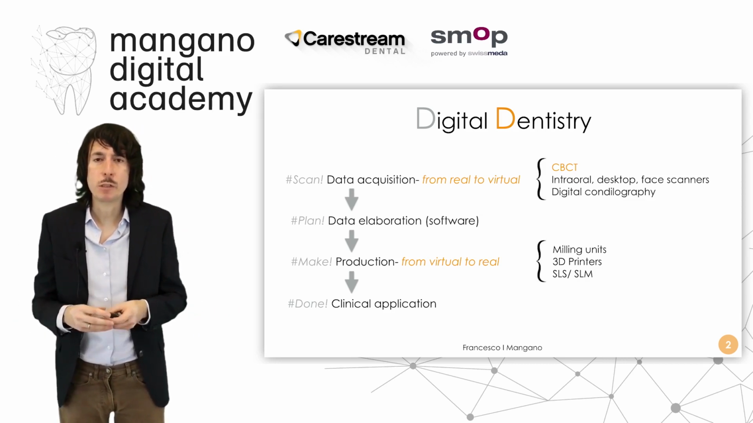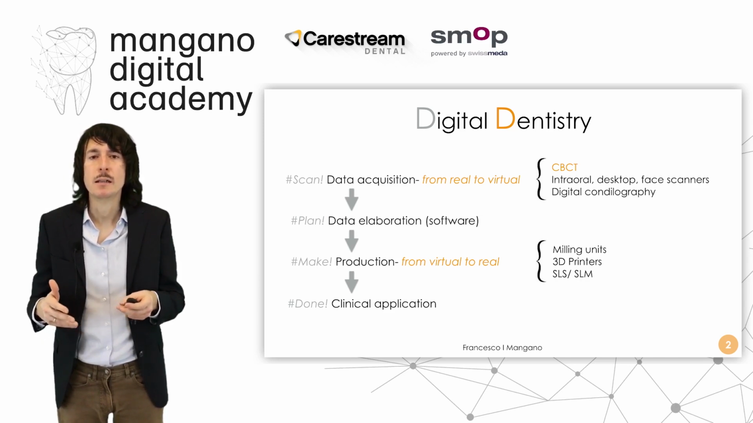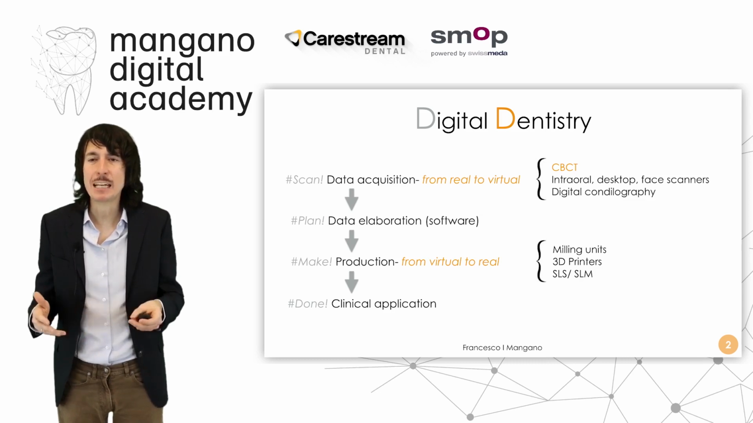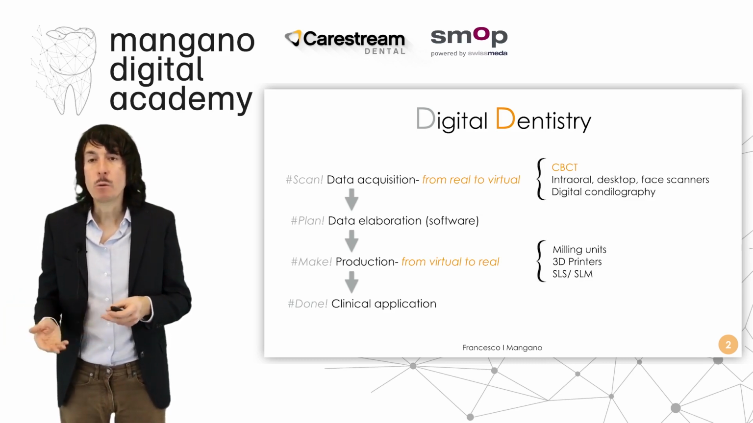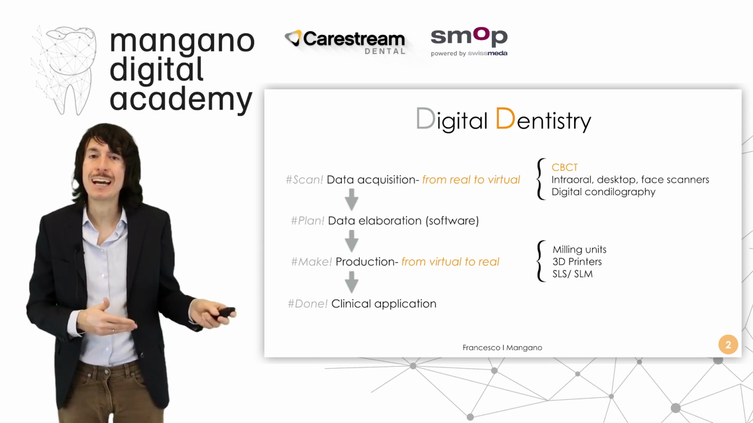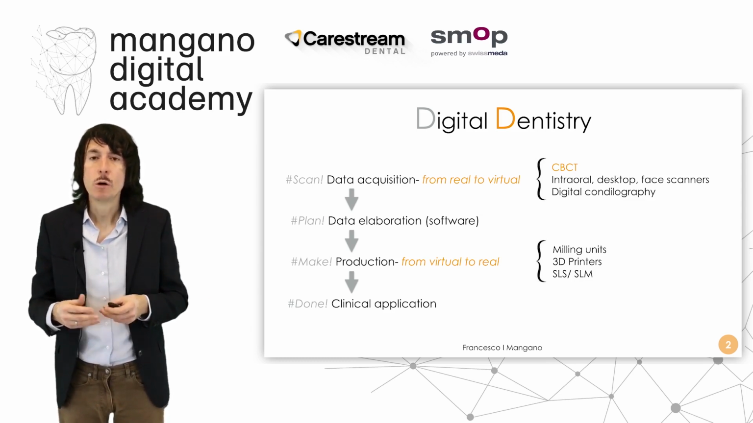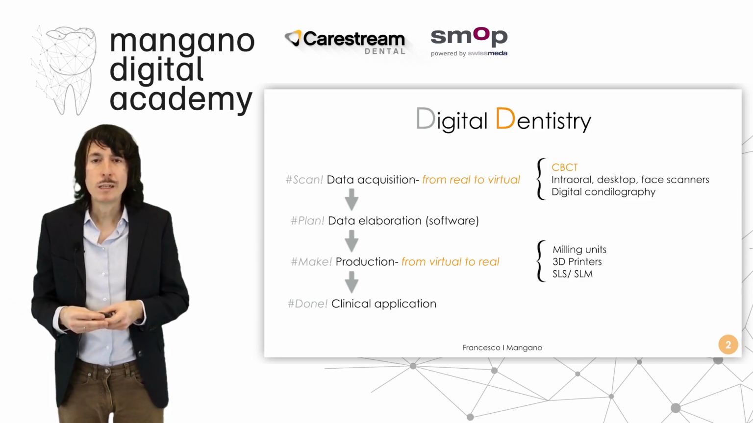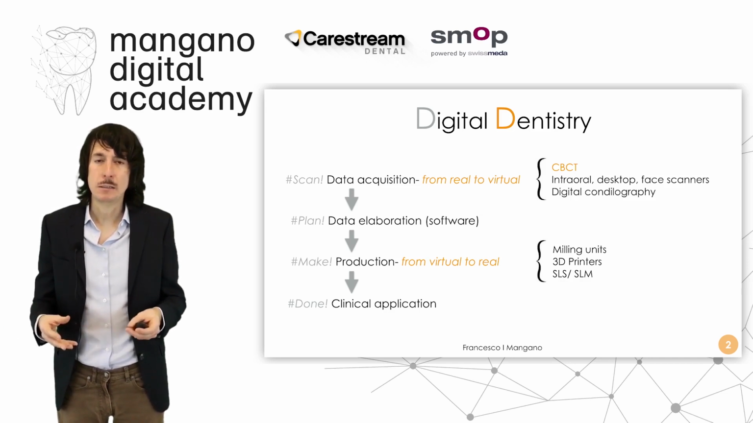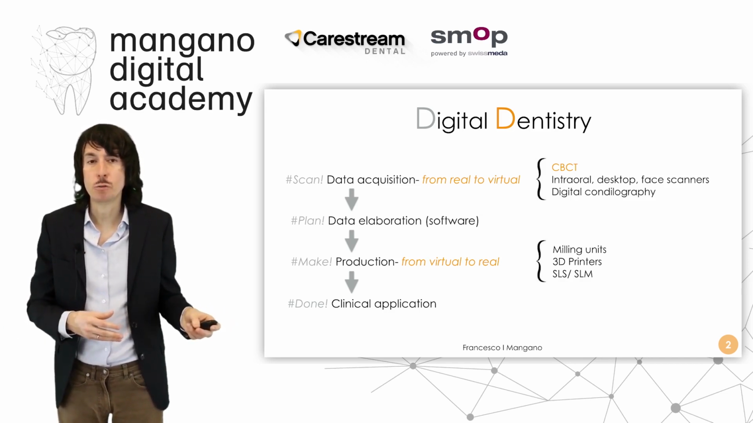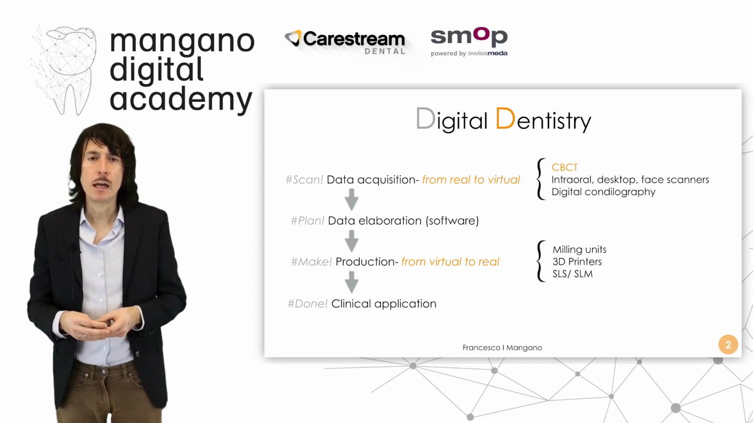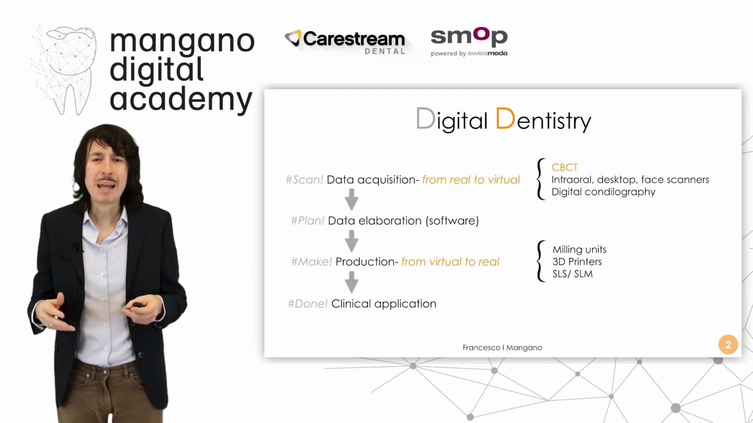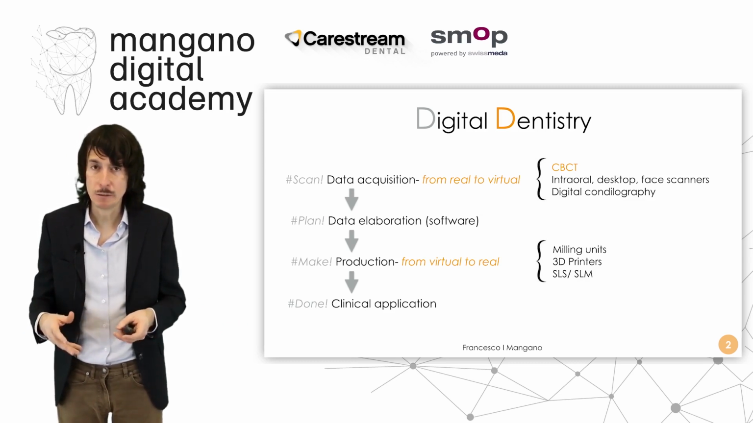Then all this information is re-elaborated in data elaboration software for the plan. We can make our plan, we can design, for example, restoration, crown and bridge in prosthodontics, surgical guide in implant surgery, or even orthodontic devices in ortho. Then we need to fabricate these devices for the final clinical application through milling, through printing, laser sintering. Then we can use our plannings and our devices clinically.